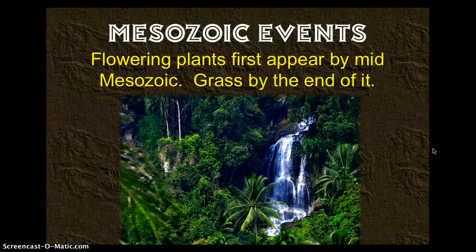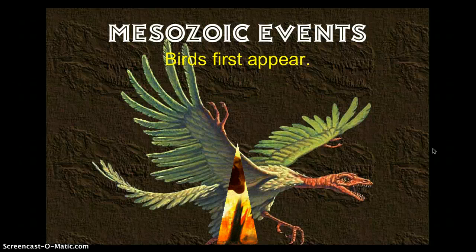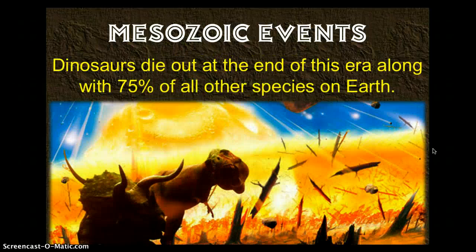Of course, some other cool things are going on during the Mesozoic. The first true flowering plants appear during the middle of the Mesozoic. Grass would be included with that. Some of the earliest birds we find, which look distinctly like dinosaurs, and so we think there's a strong connection between dinosaurs and birds. And of course, during the Mesozoic, good things come to an end here.